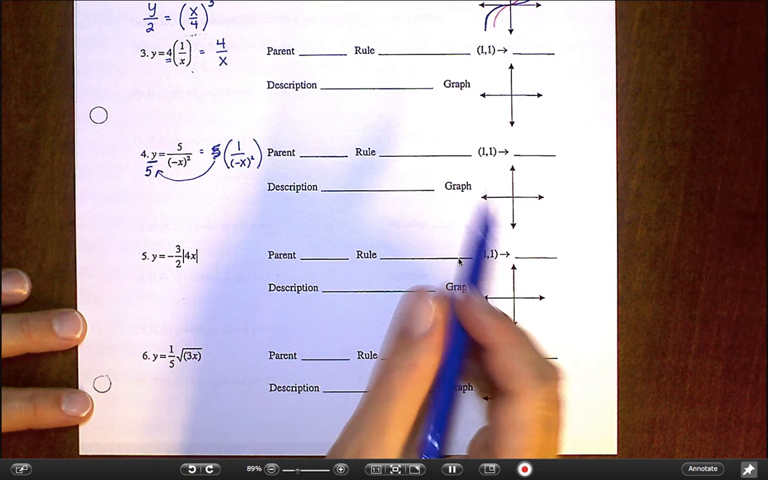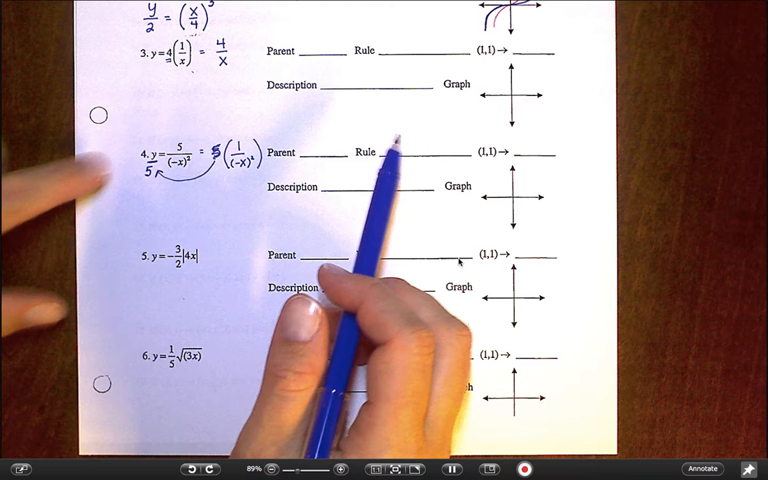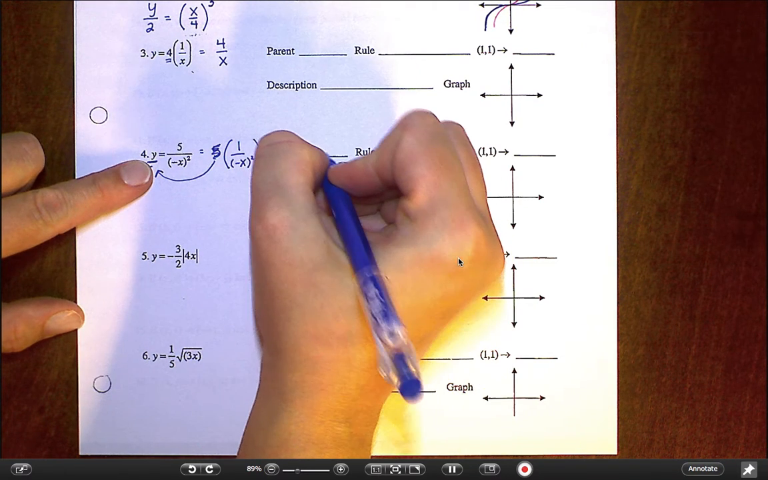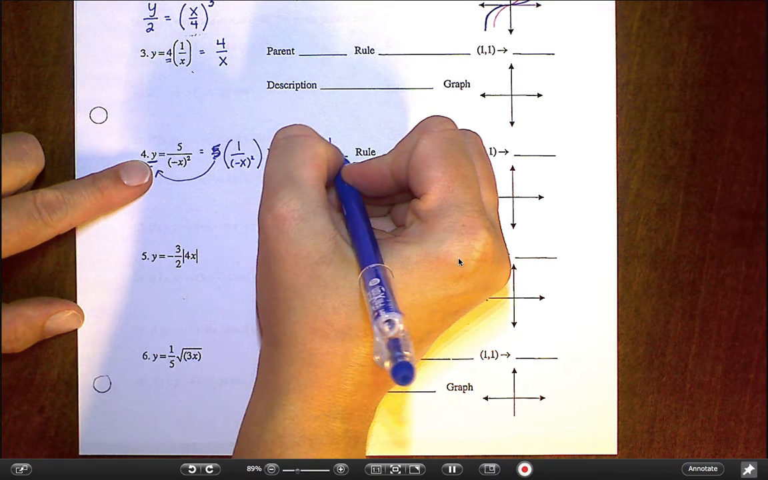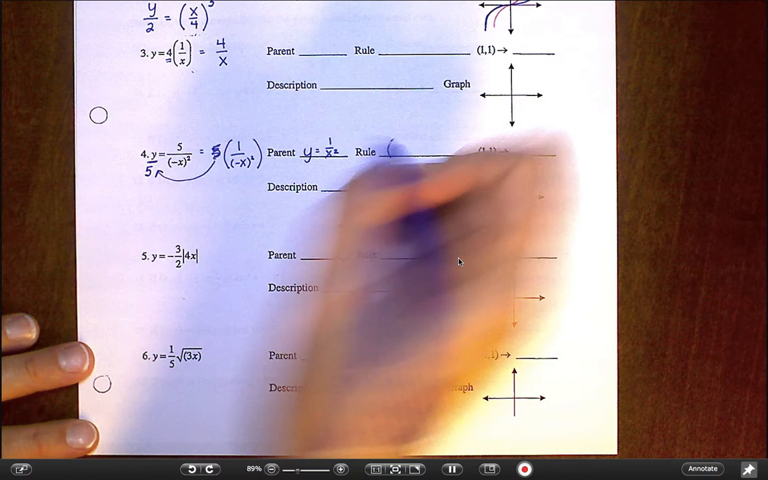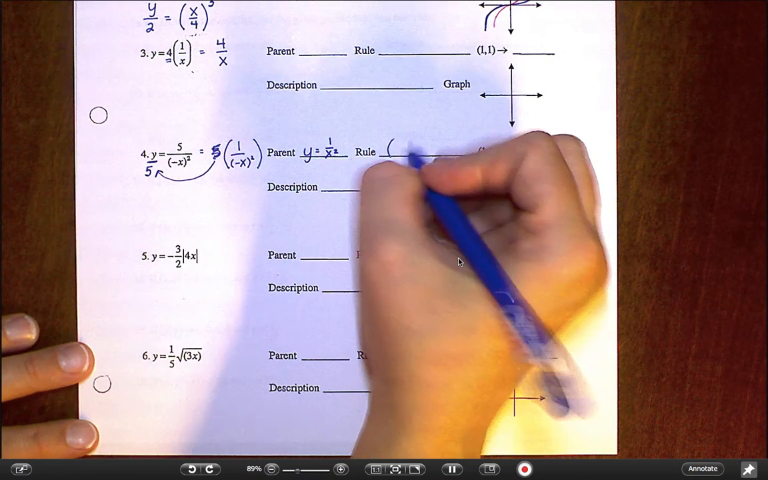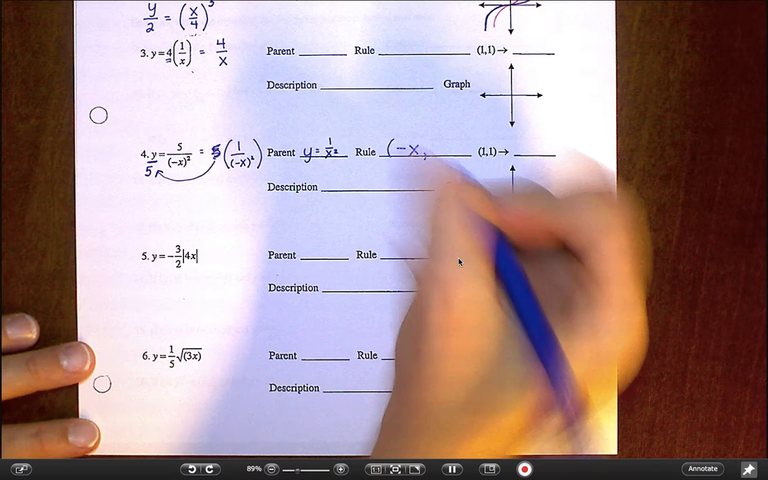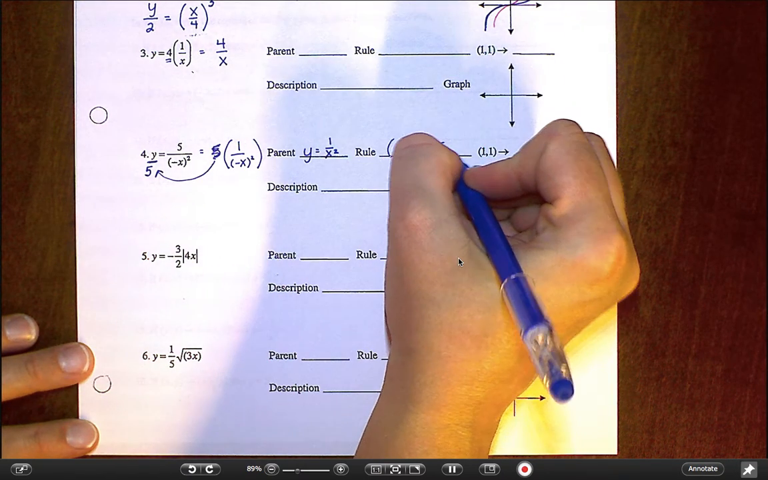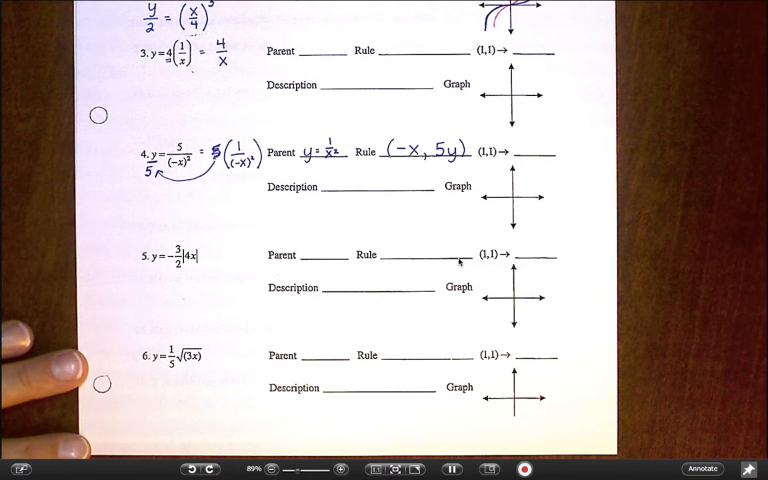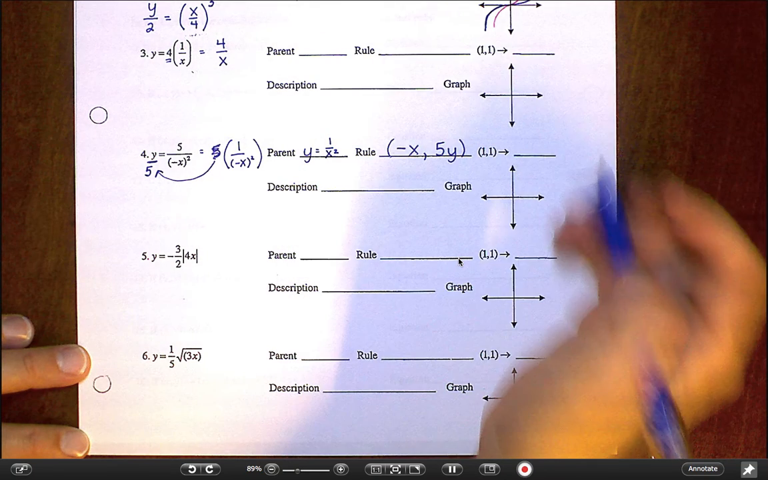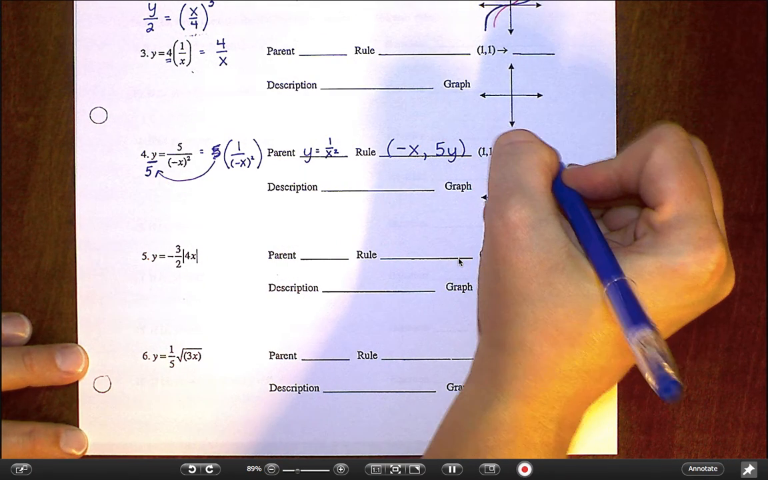So my parent function, if I get rid of my transformations, which is really the 5 and the negative sign, I'm looking at 1 over x squared. Okay. For my rule, if I think about what's happening to the x, well, x is negative, right? So I'm going to say negative x. And then the y is being divided by 5, so that's going to be a 5 times y here. As far as this coordinate goes, that's going to be a negative 1 and then 5 times 1. So that coordinate would go to negative 1, 5.